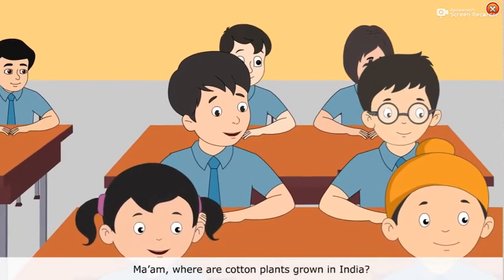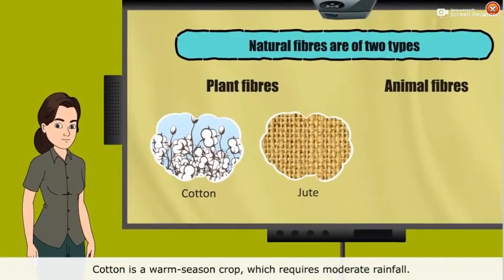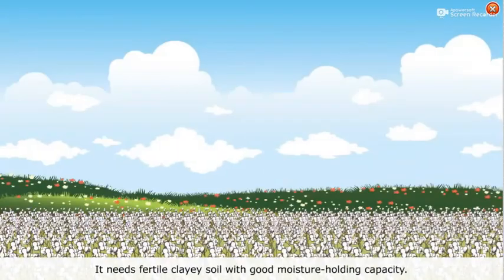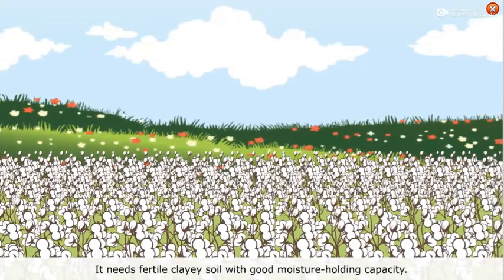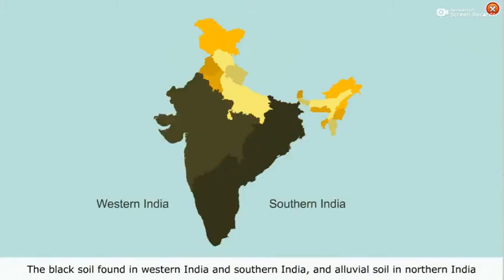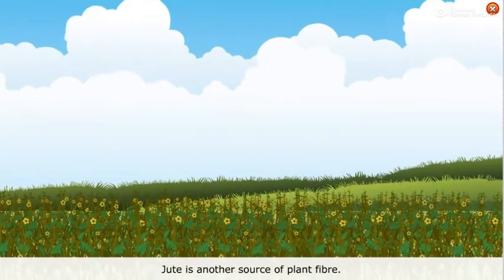Ma'am, where are cotton plants grown in India? Cotton is a warm season crop which requires moderate rainfall. It needs fertile clay soil with good moisture holding capacity. The black soil found in western India and southern India and alluvial soil in northern India are suitable for growing cotton. Jute is another source of plant fiber.